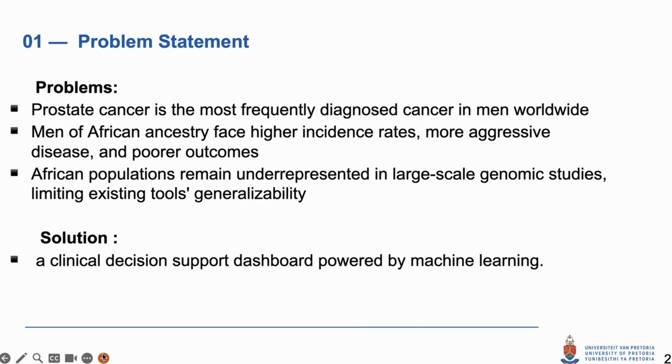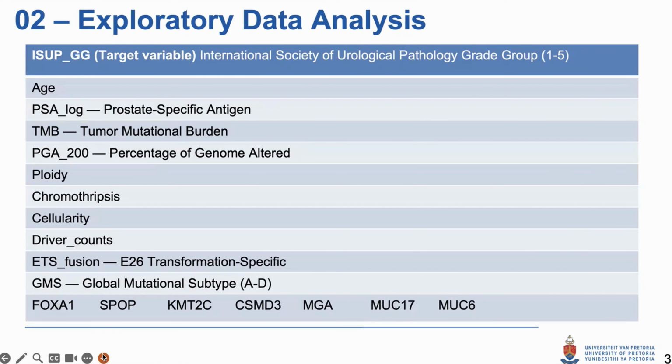So in order to solve this problem, we decided to use machine learning with clinical data and build a dashboard that's going to support us in our decision making. In terms of the data that we're going to be using, we're going to be using the age, the PSA, which is the prostate specific antigen, TMB, the tumor mutational burden, the PGA, the percentage of genome altered, and other key factors such as the driver count. So these features are going to be used to build a predictive model in order to determine whether a patient has a high risk of getting prostate cancer or not.